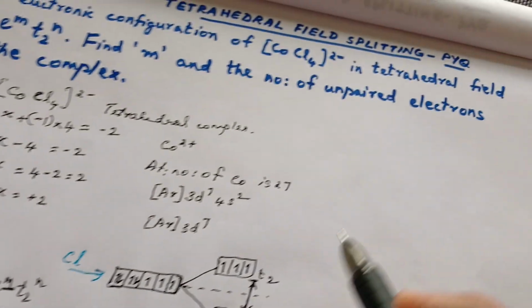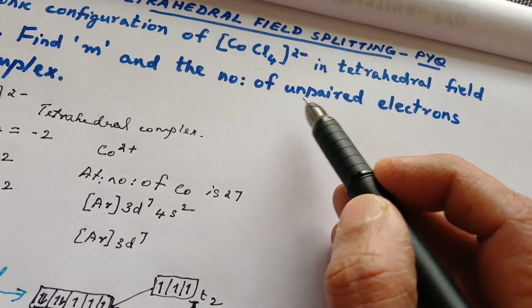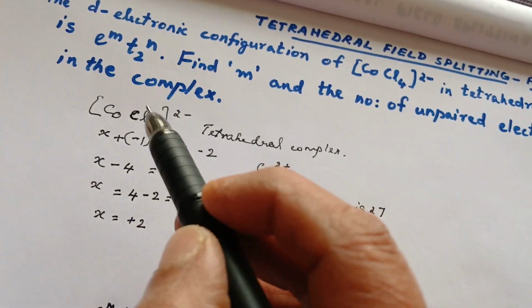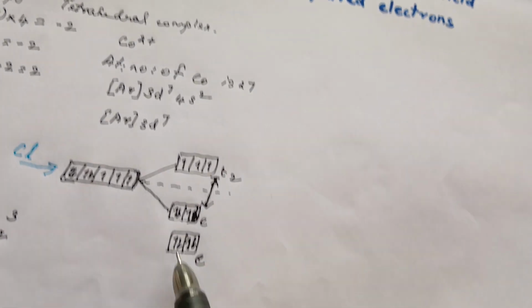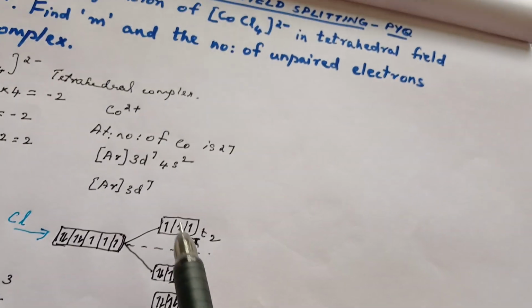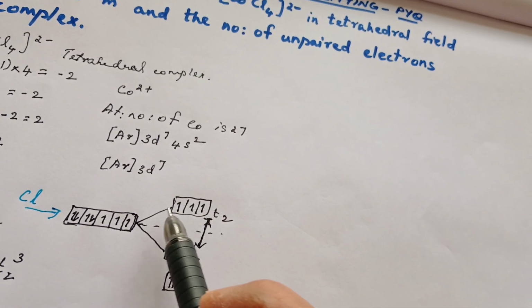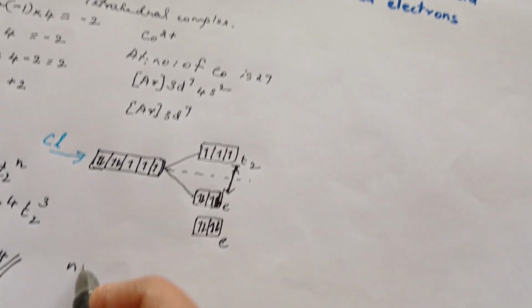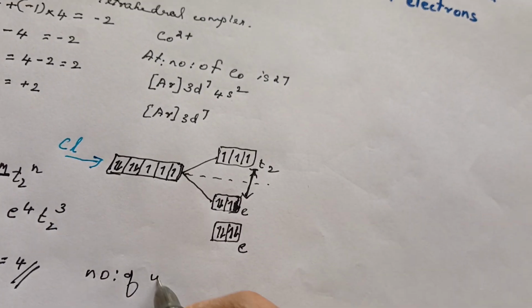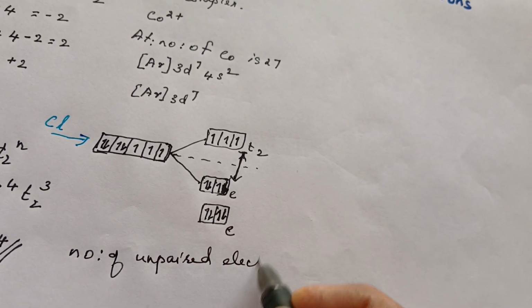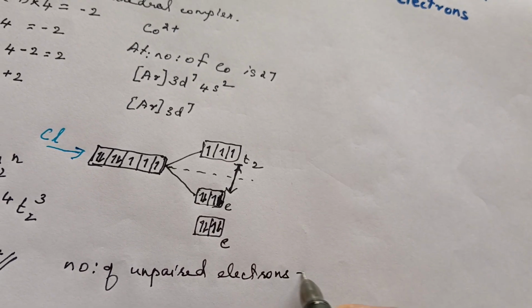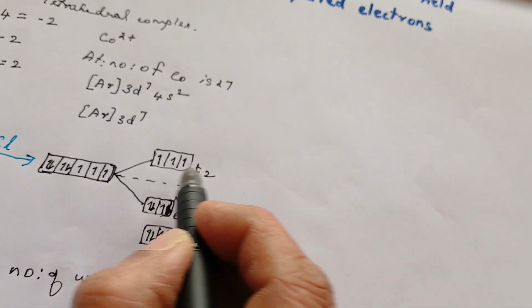And the next part of the question is the number of unpaired electrons in the complex. How many unpaired electrons are there? These electrons in the E set are paired, whereas these are singly occupied. 1, 2, 3. So the number of unpaired electrons equals 3 unpaired electrons.